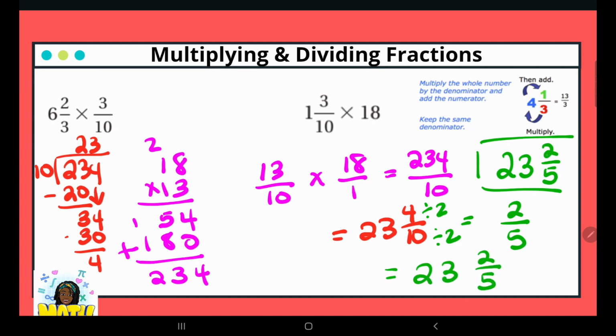And as you see, both of those answers matched the one we did previously by simplifying first and then multiplying, and then the one that we did last, which was to multiply and then simplify.